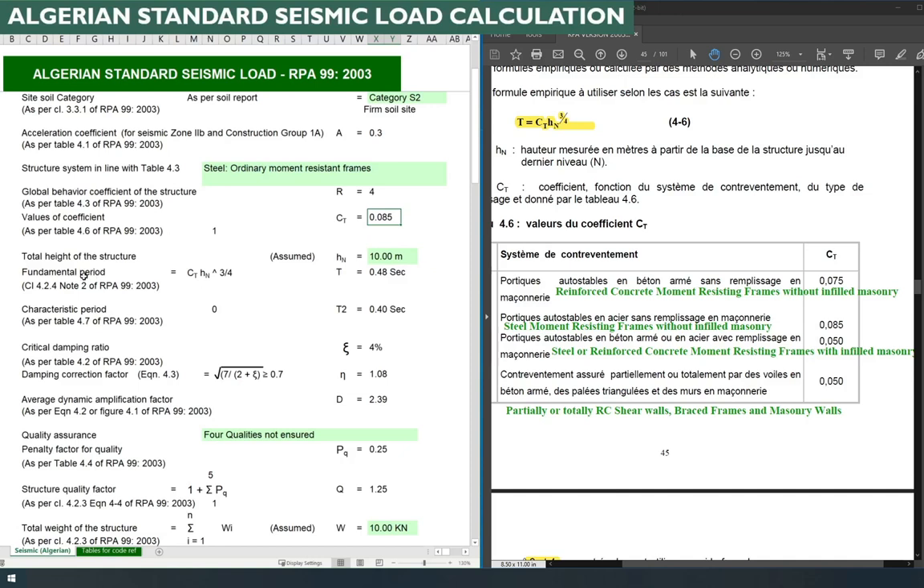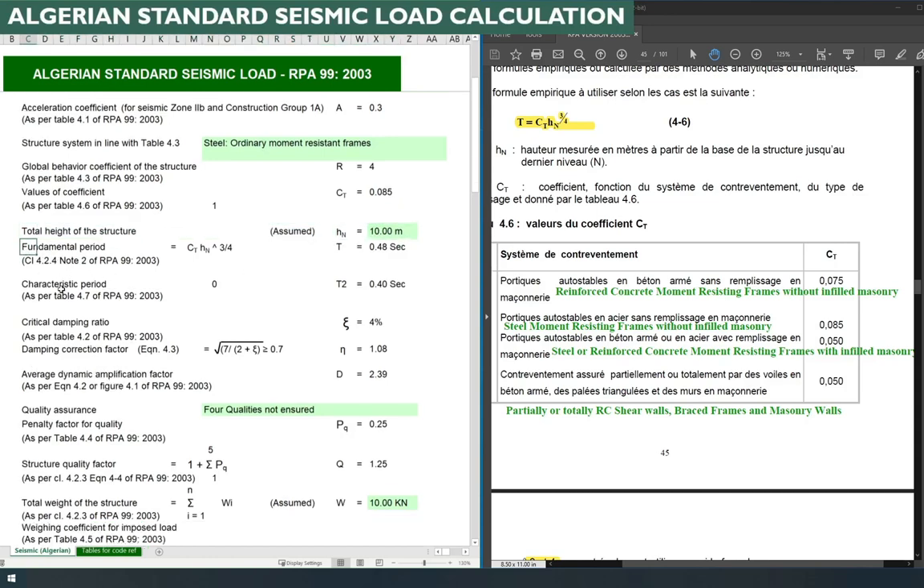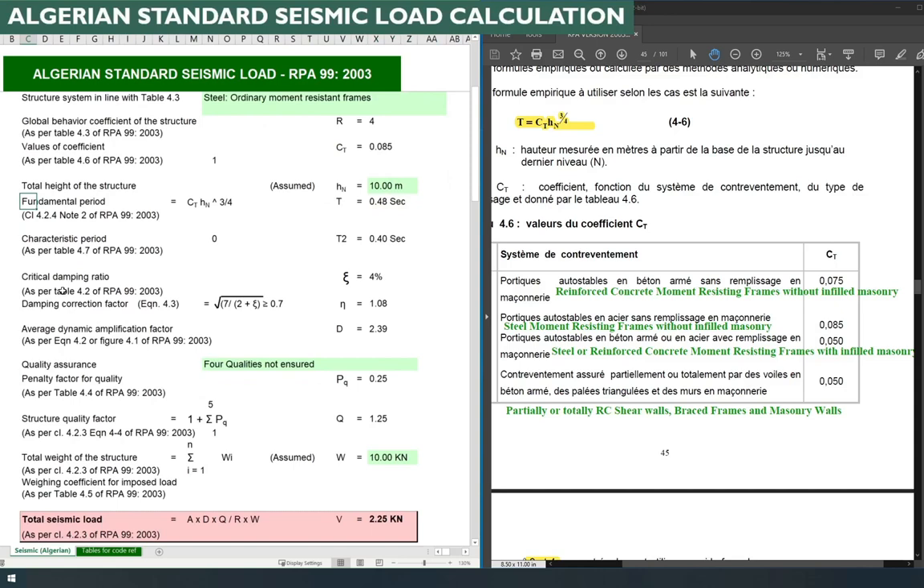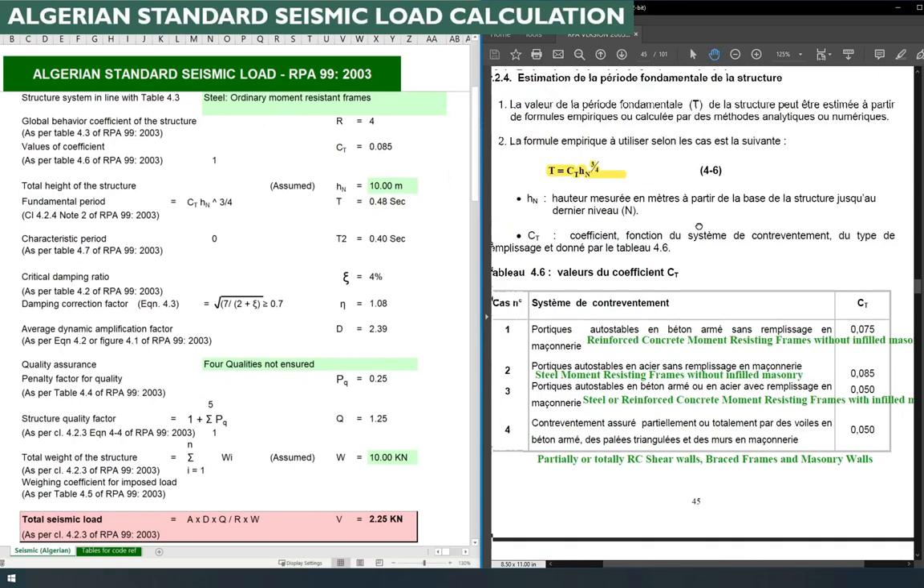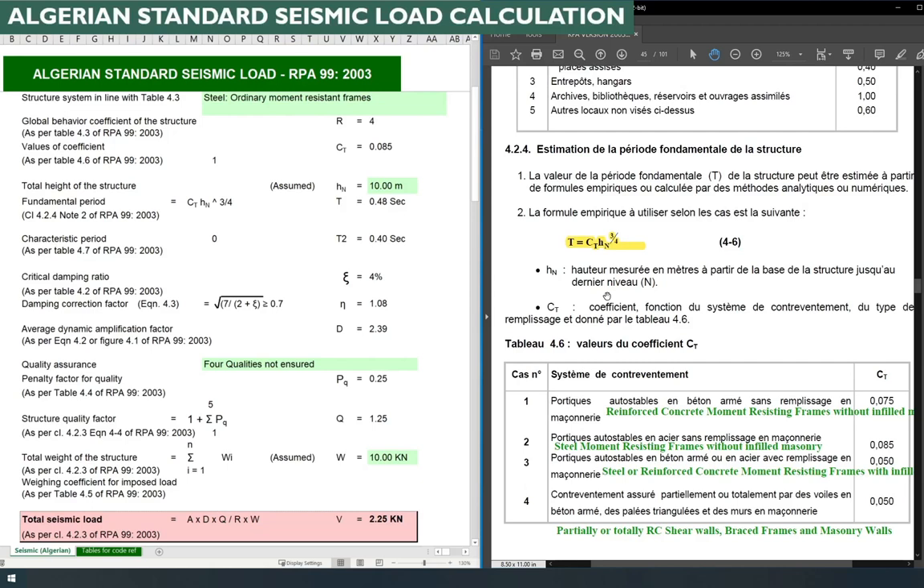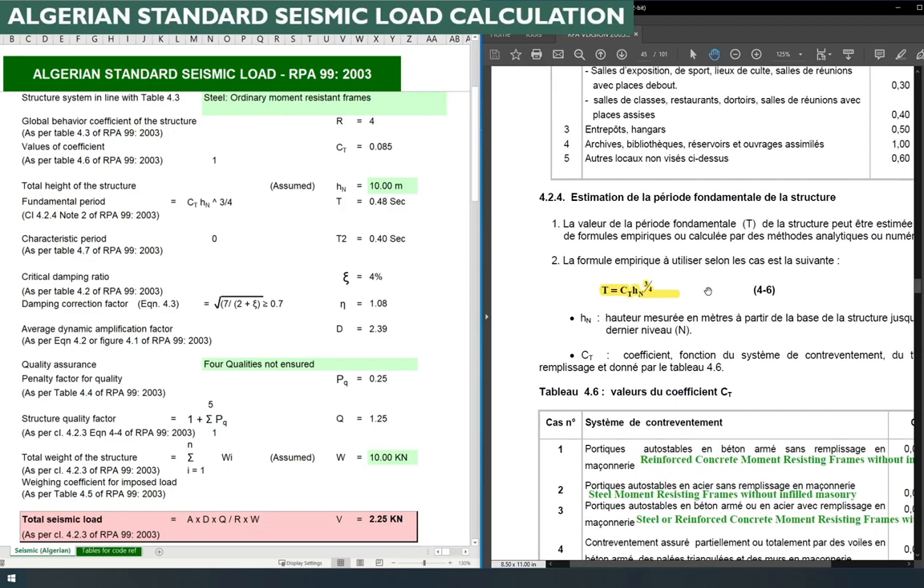Next one is the total height of the structure, which here we are going to assume as 10 meters. Because we do not have any physical model now, we need to find the fundamental period based upon clause 4.2.4 note 2, which is shown on the right hand side. T, that is the fundamental period, equals CT into HN power 3/4. Applying this H value and the CT value into this formula, I am getting fundamental period T as 0.48 second.